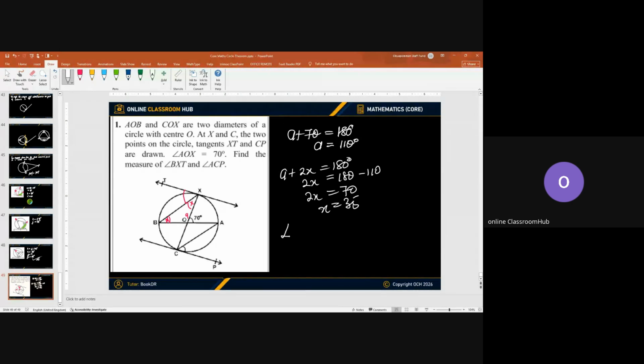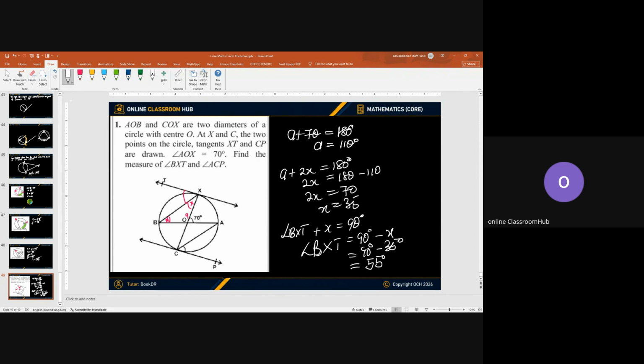So BXT, the one we are looking for, plus the X is also equal to 90. So our BXT equals what? 90 minus X, or otherwise 90 minus 35. And what is the value? 55. Okay. That is one method.